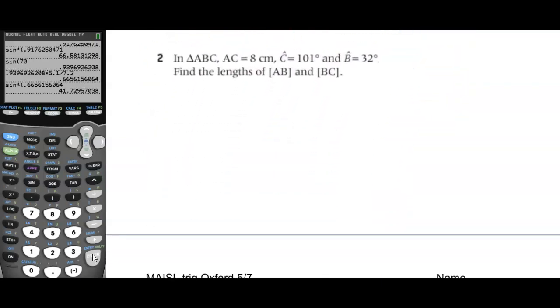Number 2, last problem. In triangle ABC, AC is 8, angle C is 101, angle B is 32. Find the lengths of AB and BC. When you have these brackets here, it just means the line segment. You might be familiar with the notation line segment AB, line segment BC, like that. Let's draw a picture.